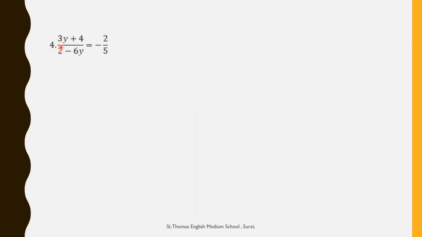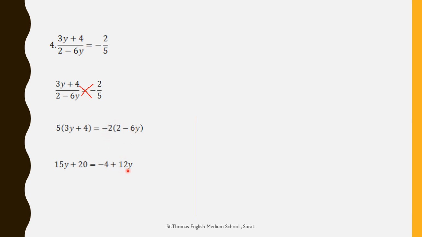Question number 4. (3y plus 4) divided by (2 minus 6y) is equal to minus 2 by 5. Write the question once again. Now cross multiply, that is 5 bracket 3y plus 4 is equal to minus 2 bracket 2 minus 6y. It's clear? Remove the bracket. 5 3s are 15y plus 5 4s are 20 is equal to minus 2 2s are minus 4, minus into minus plus, 2 6s are 12y.